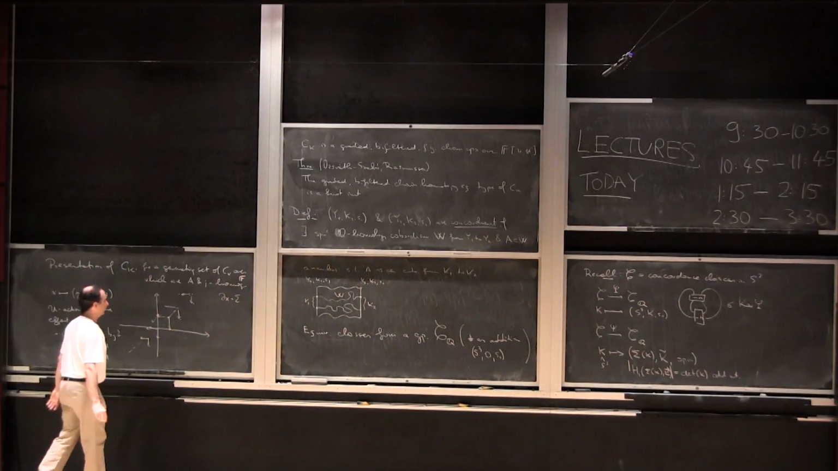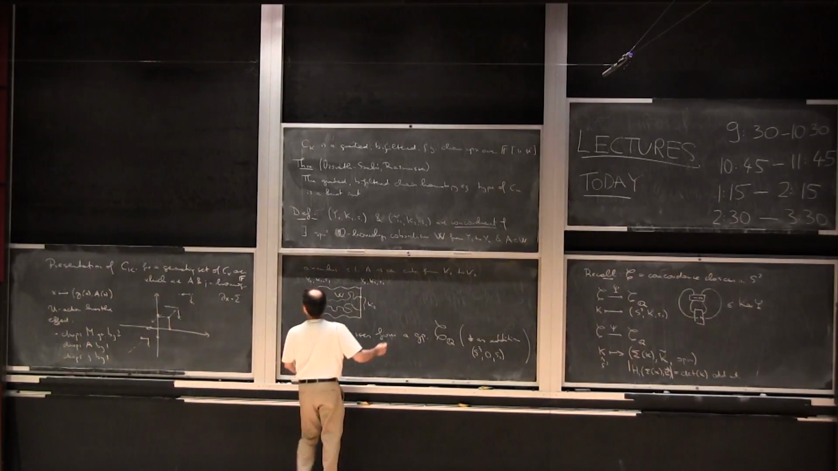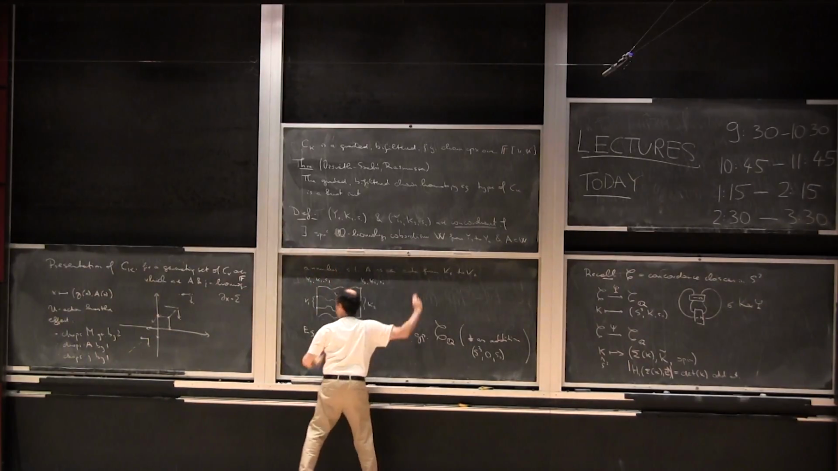Okay, so how do we get invariants out of such an object?